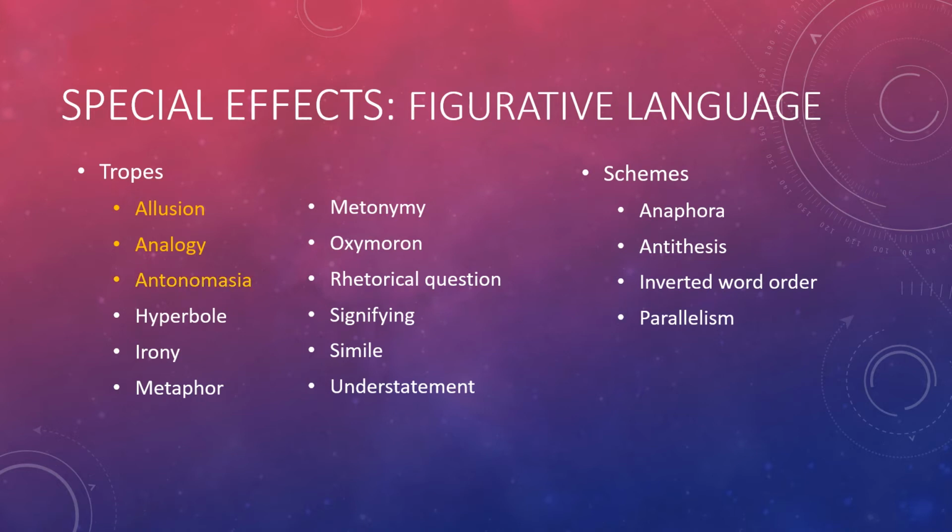Antonomasia, this means substituting a descriptive phrase for a proper name. That sounds complicated, but it's not. You may have heard of Elvis Presley being referred to as the king, Michael Jackson being referred to as the king of pop, right? So if you say the king of pop, and you continue the sentence, people will know who you're talking about. Superman is the man of steel, right? So that's what antonomasia means.